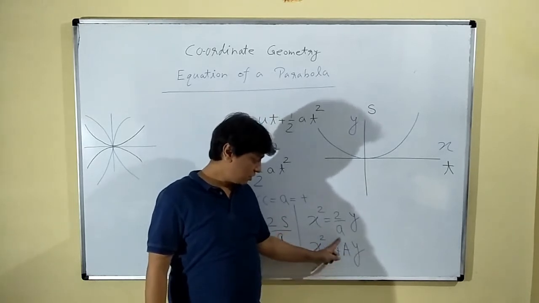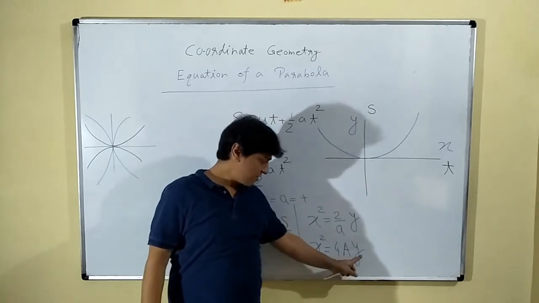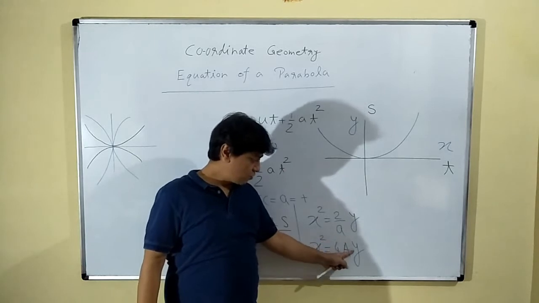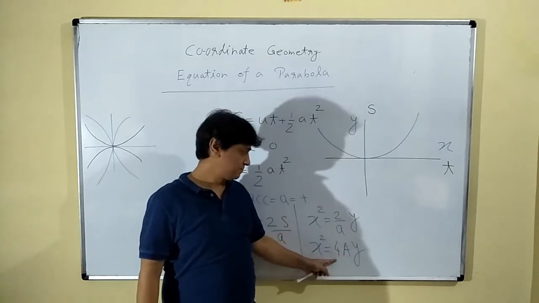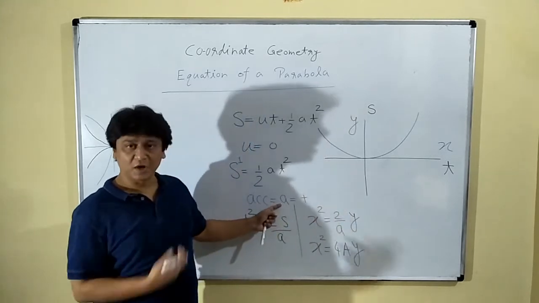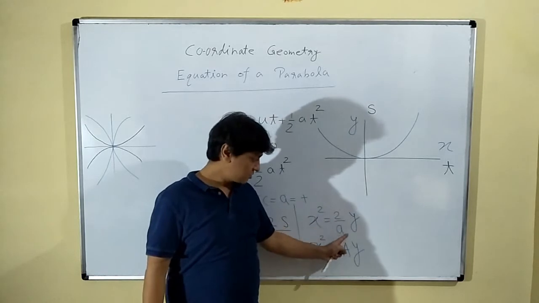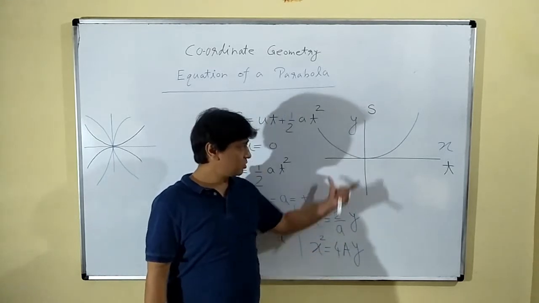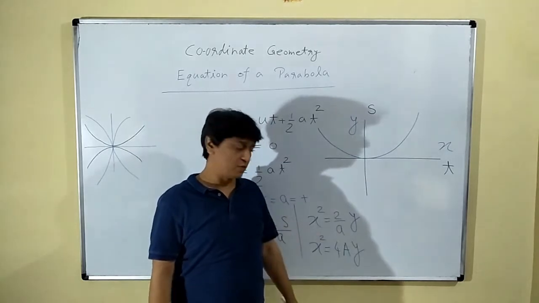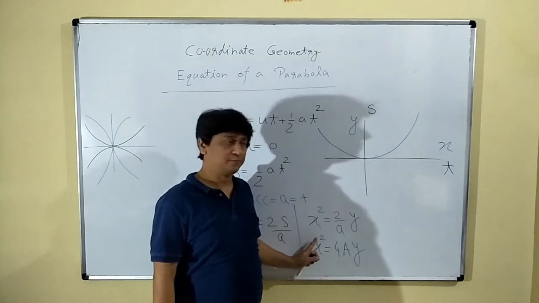You can easily remember this: if the coefficient of y is positive, which is 4a, the question says the acceleration is positive. So if this thing is positive, then your graph opens like this. x square equals to 4ay. For a given value of y, you get two values of x.